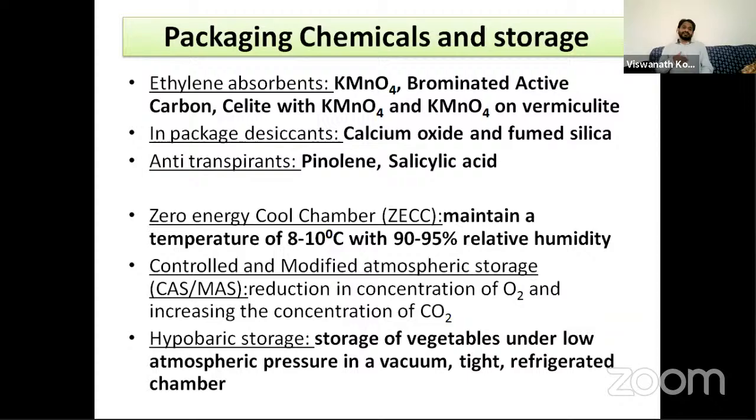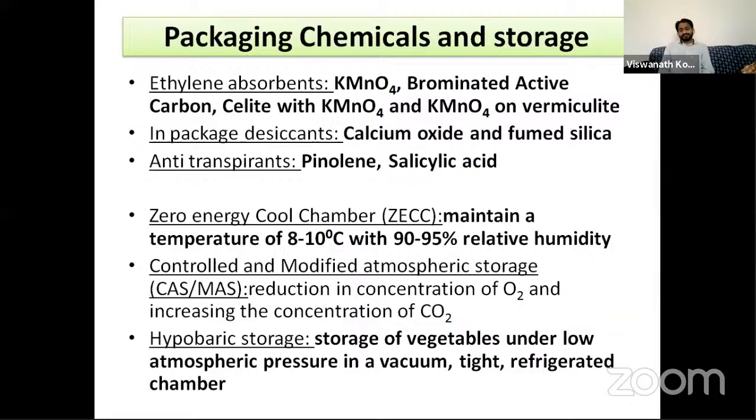And you all know the zero energy cool chamber. You might have studied about the zero energy cool chamber, how it is constructed and what are the things. It maintains a temperature of 8 to 10 degrees centigrade and 90 to 95% relative humidity. Very important question: the temperature and relative humidity in a zero energy cool chamber are 8 to 10 degrees centigrade and 90 to 95% relative humidity. Very important. So, controlled or modified atmospheric storage. Generally, in storage houses, by modifying the atmosphere gas concentration, we can increase the shelf life.